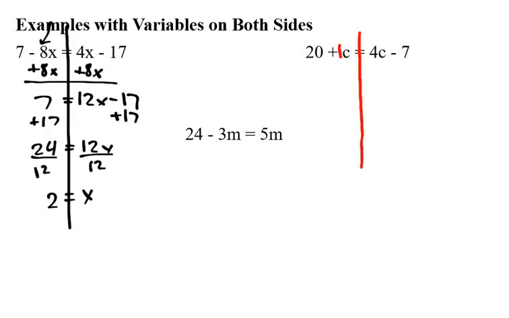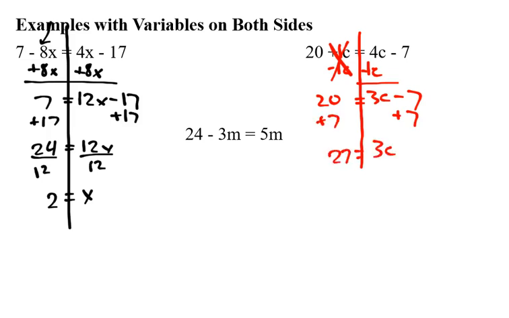20 plus 1c equals 4c minus 7. Which c is smaller? The 1c. Let's move the 1c over. Let's get all of the c's to the right-hand side. So 4c take away 1c is 3c. Those are gone. We have 20 equals 3c minus 7. We're adding 7 to both sides. 3c is 27. Finally, we divide by 3, and c is equal to 9.